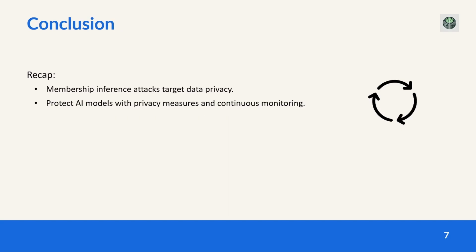To wrap up, membership inference attacks represent a significant threat to data privacy. They exploit subtle differences in model behavior to uncover sensitive information embedded in the training set. The key takeaway here is that organizations must implement privacy preserving measures like differential privacy and regular monitoring to defend against these attacks. Continuous vigilance ensures that our AI systems remain secure and trusted.